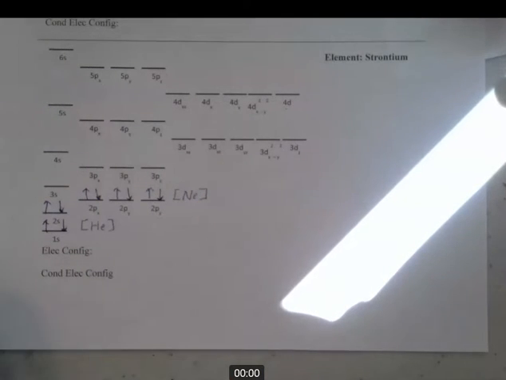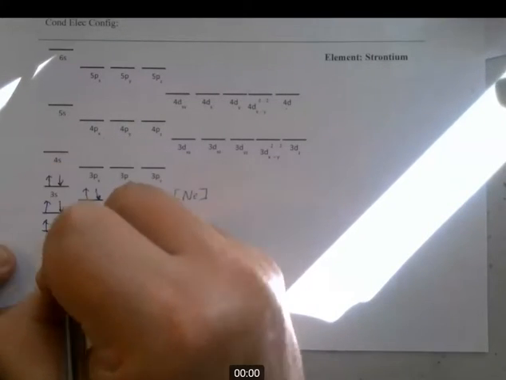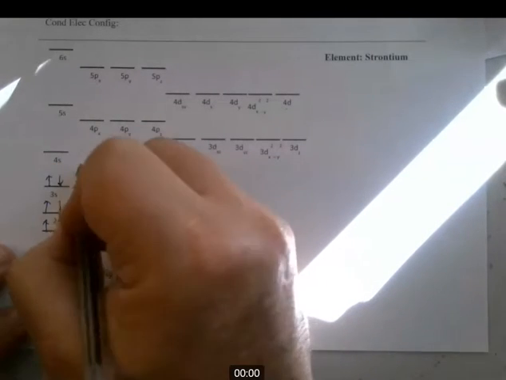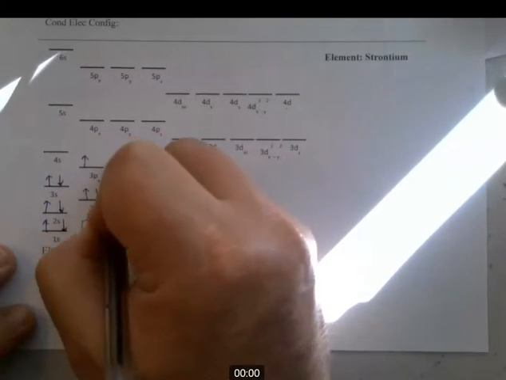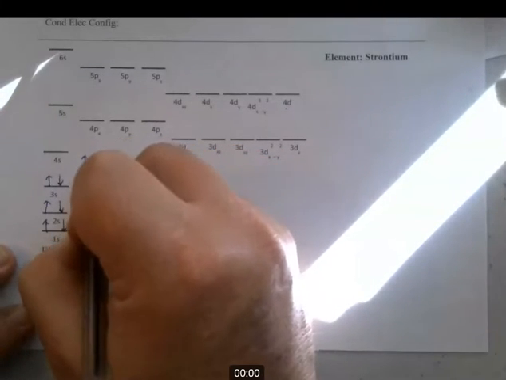Okay, then we go to 3s. Okay, we need to get all the way down to the 5th row, so 3s there. And then 3p. And then down arrows.